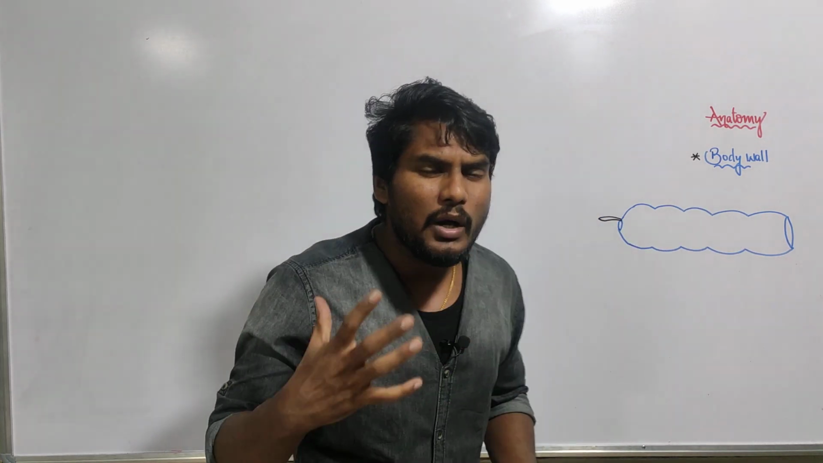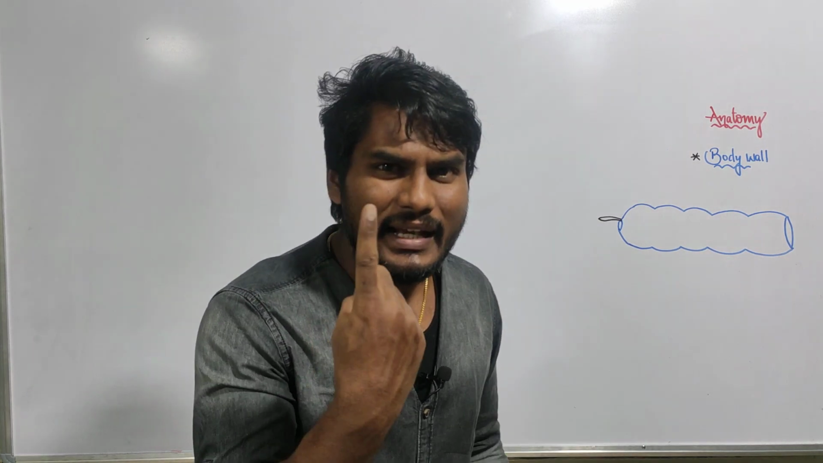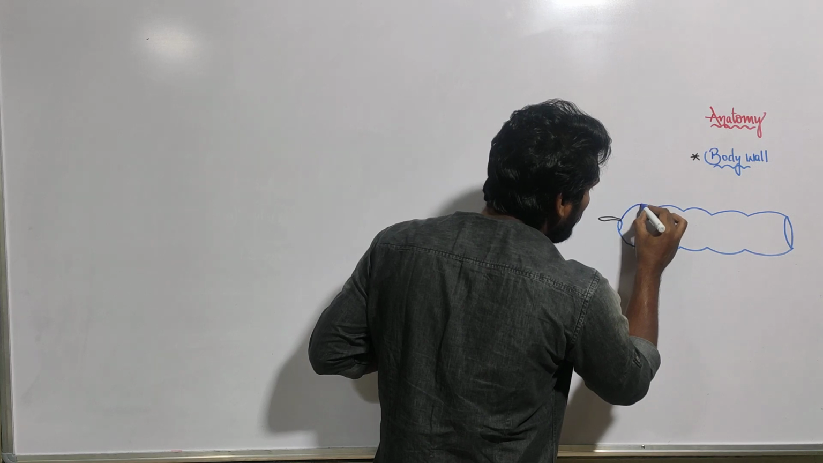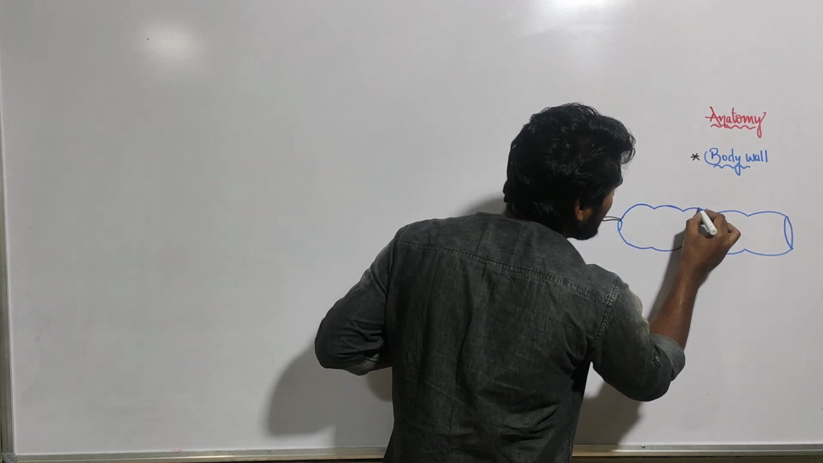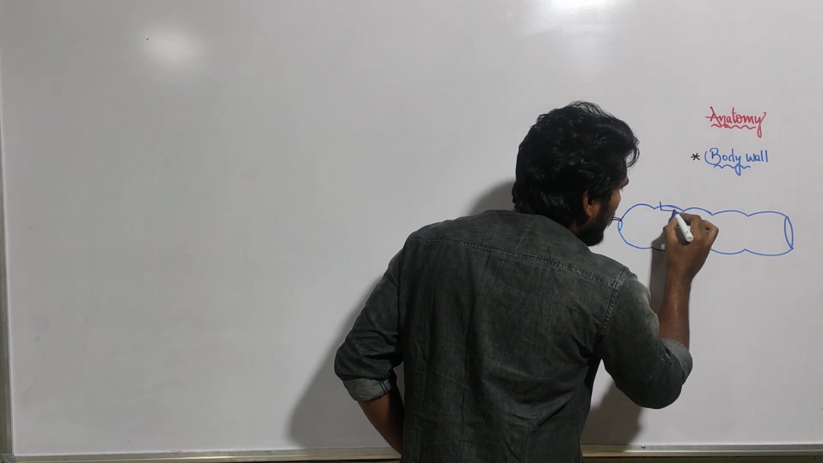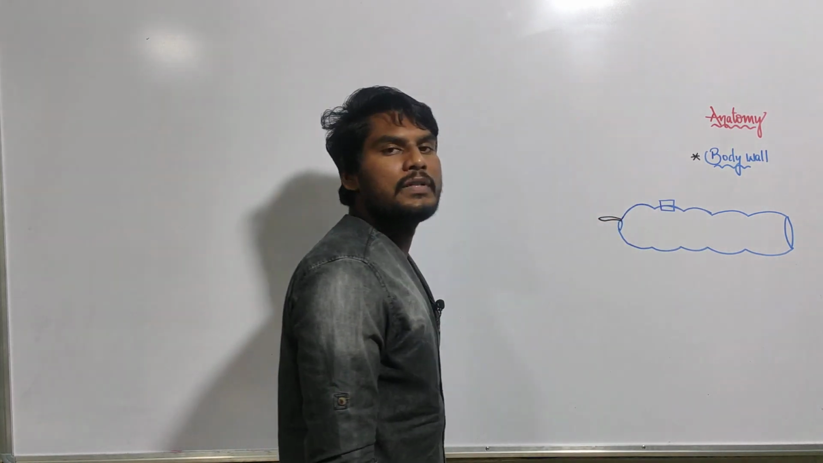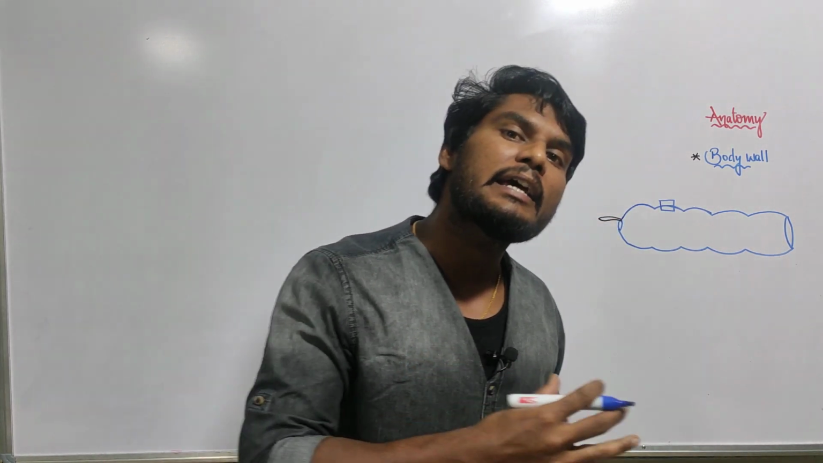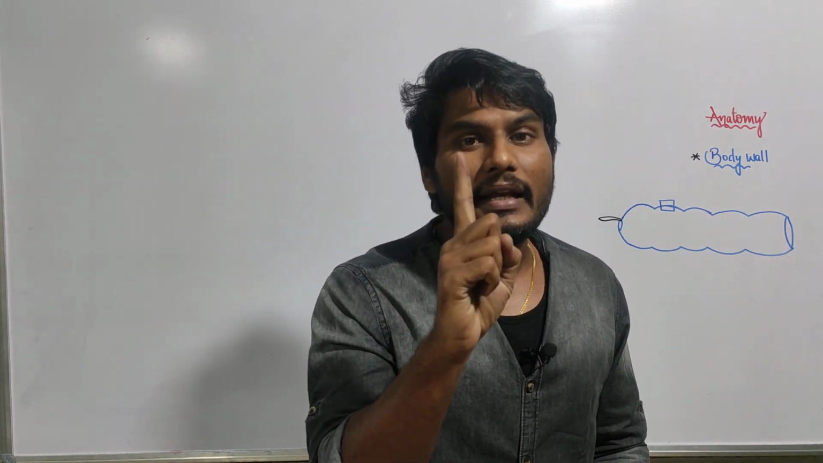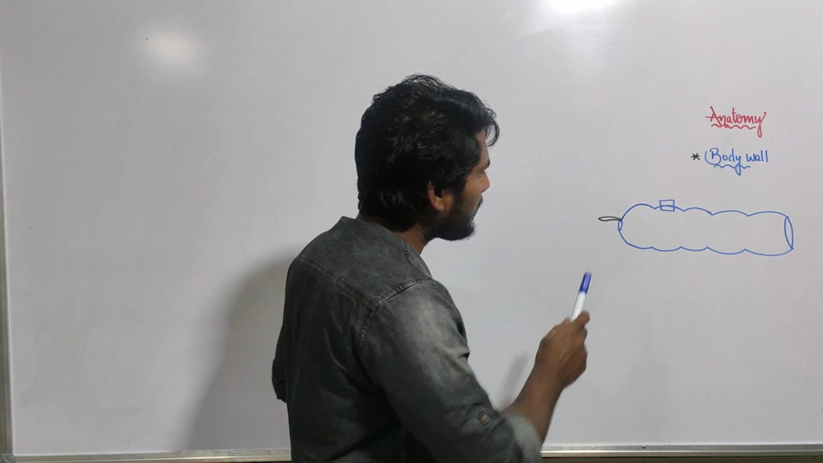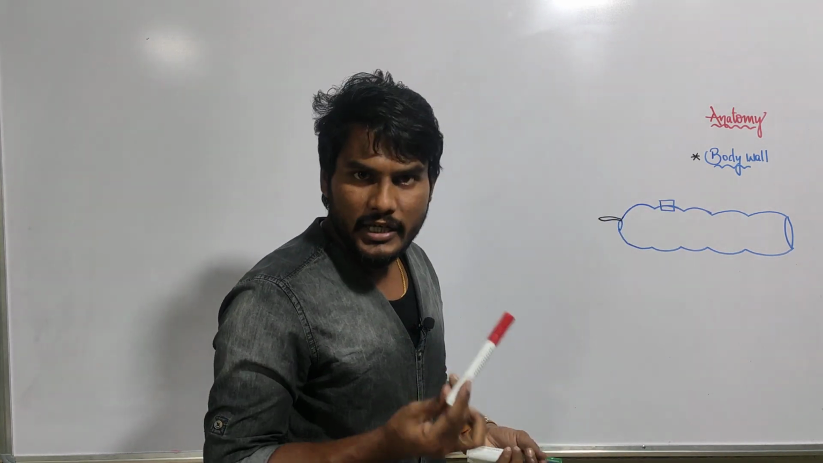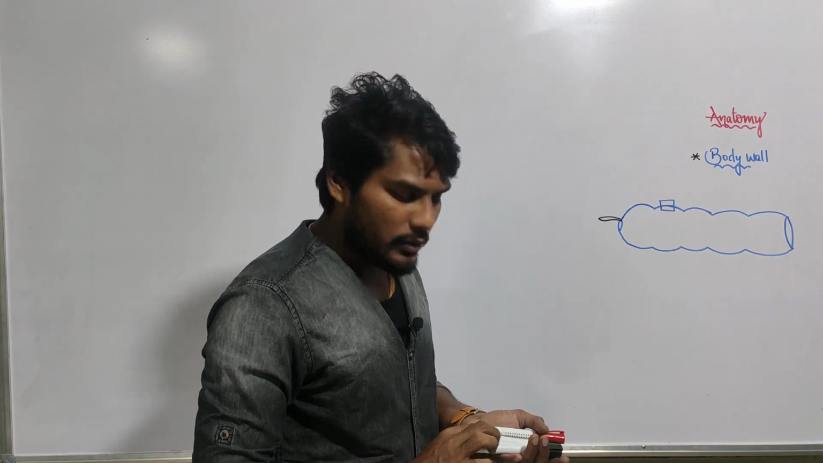See, the body wall appears like a single layer. This body wall appears like a single layer, but actually it is not. It is made up of several layers of cells, and all those layers are fused and appear like a single layer. You remember, this body wall is made up of what? First of all, from outside to inside.